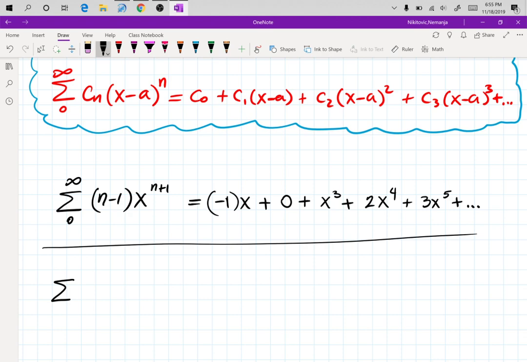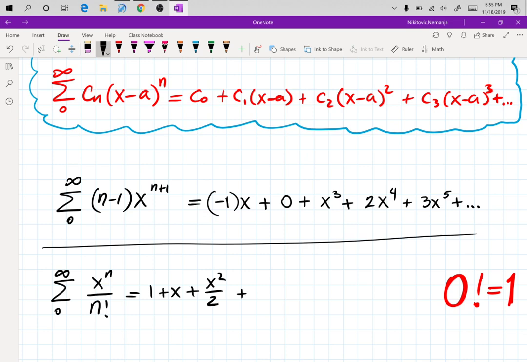Summation of x to the n divided by n factorial from 0 to infinity. I will write this one more time in blood over here. 0 factorial equals to 1. So we get 1 plus x squared over 2 factorial plus x cubed over 3 factorial is 6 plus x to the 4 over 4 factorial 24 plus dot, dot, dot, going forever.